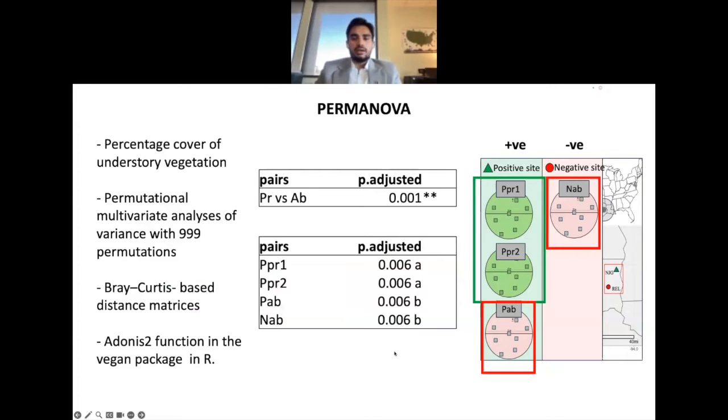And then we do PERMANOVA. This analysis does permutations, which means it plays with the data 999 times, making different possible arrangements of data to find the difference between the different sites. And we found that the sites where the plant is present are different from the sites where it is absent in terms of understory vegetation. So this is where we confirm our previous graphs statistically.